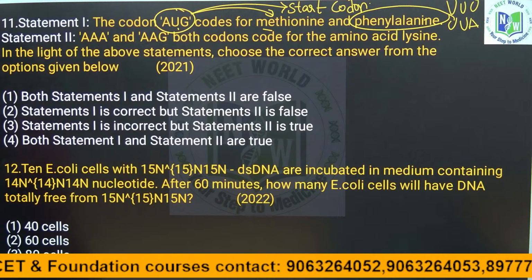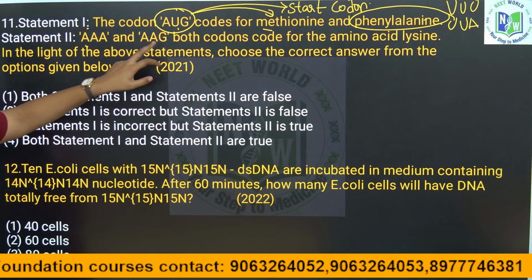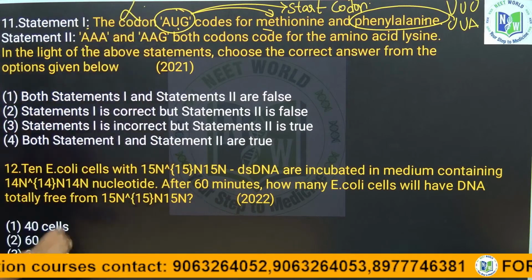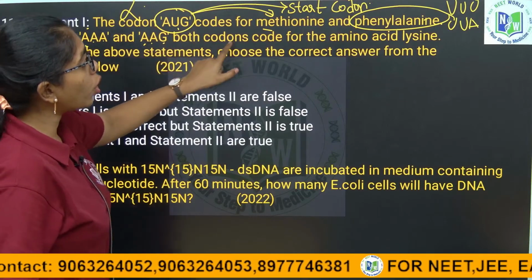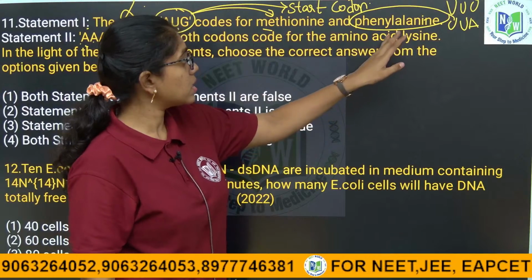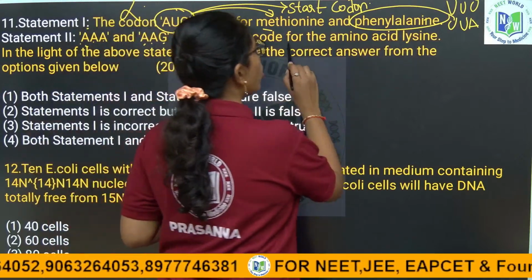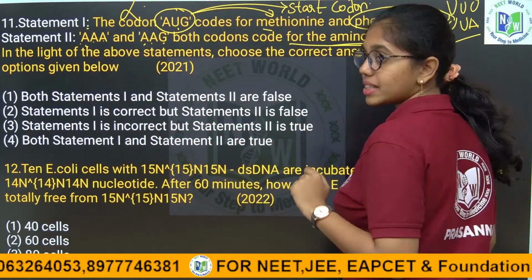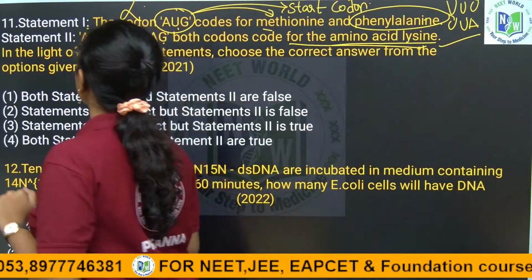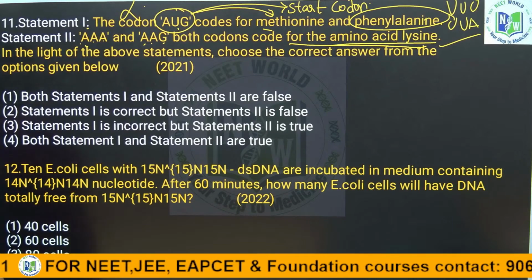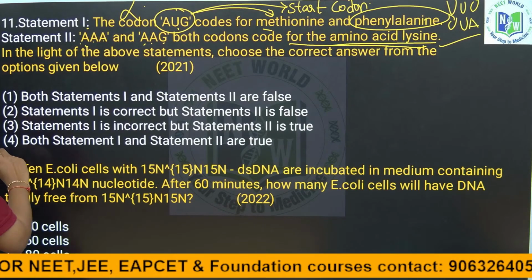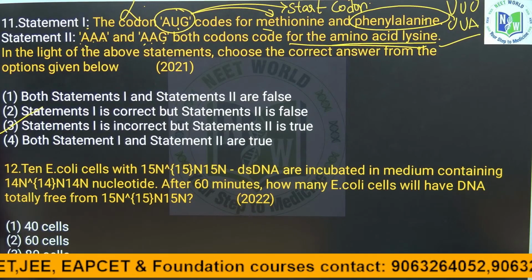Second statement: AAA and AAG, both codons code for the amino acid lysine. Yes, both of them will code for the amino acid lysine, correct. So, what will be the answer? Statement 1 is wrong and 2 is correct. So, here the option is 3.